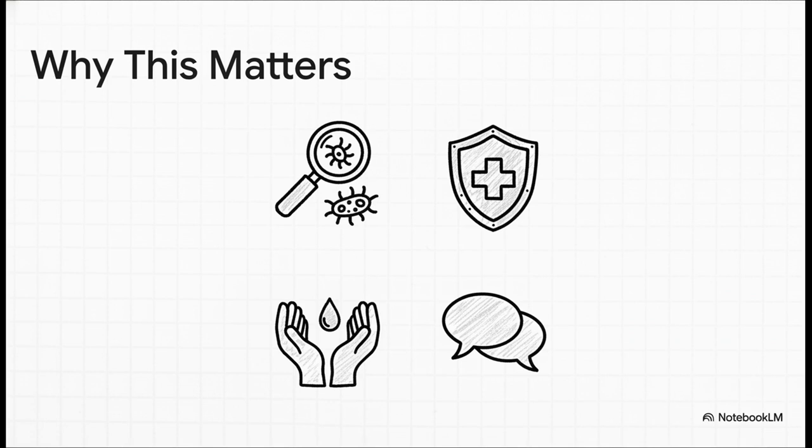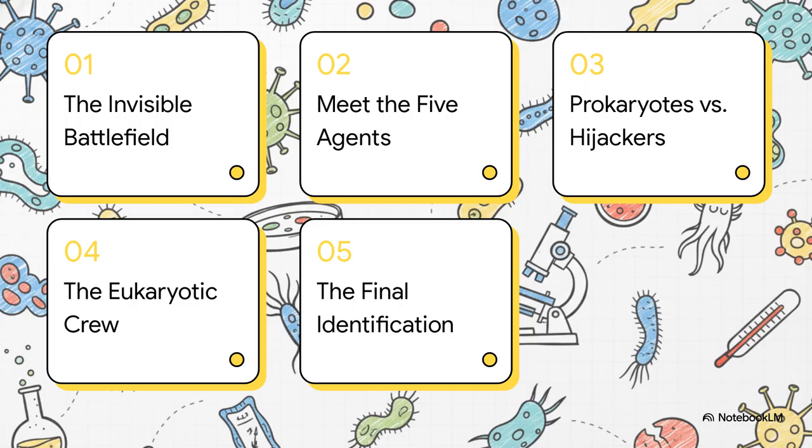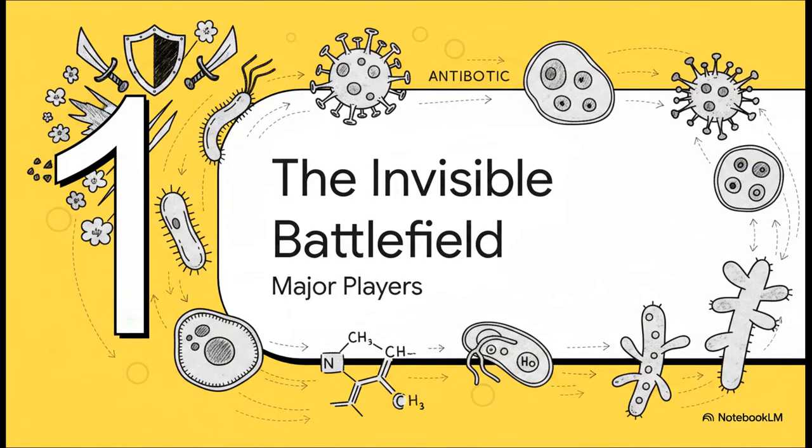It's absolutely fundamental. So, here's our game plan. We'll start by taking a look at the battlefield. Then we'll meet the 5 main troublemakers. After that, we'll break them down into a couple of key groups before we put it all together for a final test. Ready? Let's jump right in.